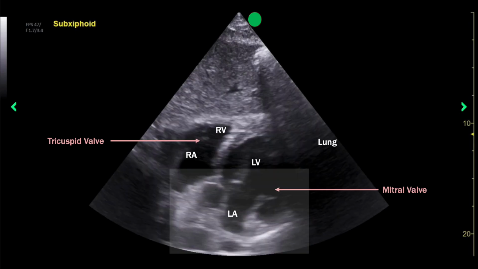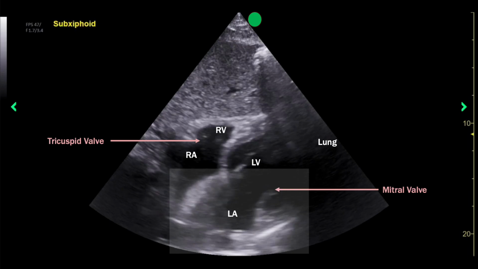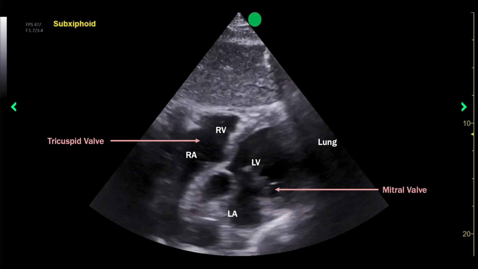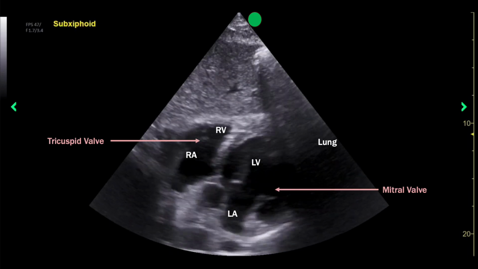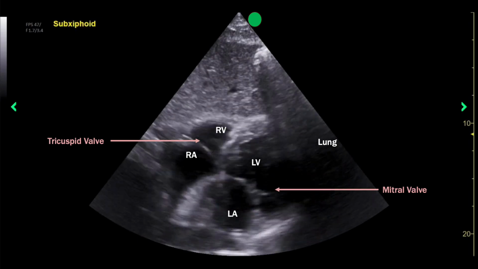And lastly, the most posterior structure in the far field of the screen is going to be the left atrium, which is the most posterior structure of the heart. And then the corresponding valves in between the two atria and then the ventricles.